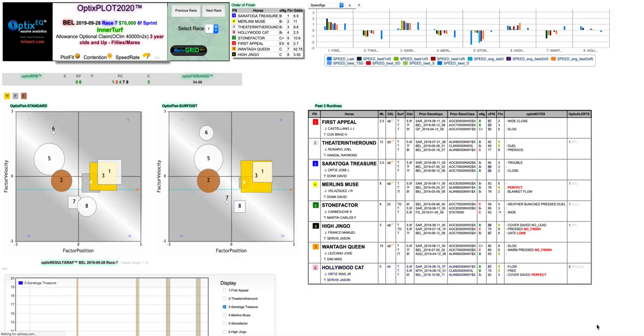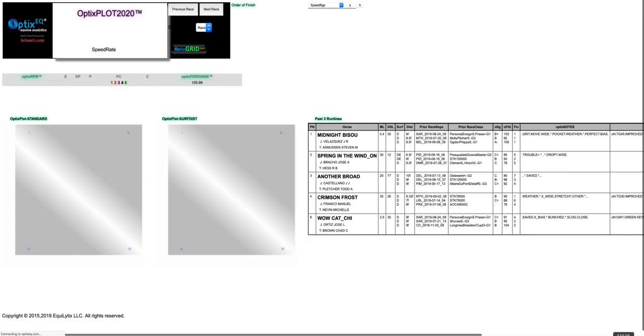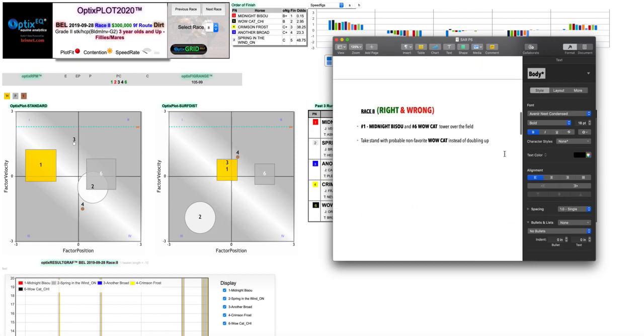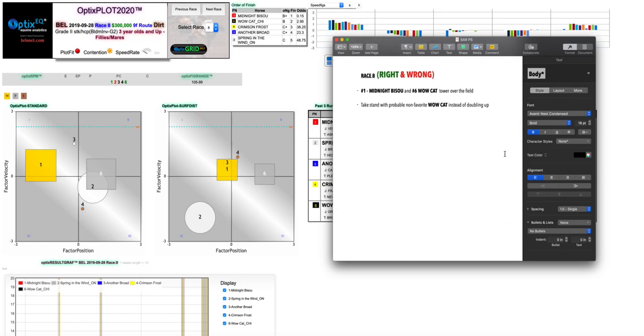So we go to the Beldame, okay, and in the Beldame, we were both right and wrong. As you can see, the winner was Midnight Bijou, or Wildcat, the 2 squares. The one thing we were right about in this race is that we thought these were the dominant horses in the race, so we were right about that.